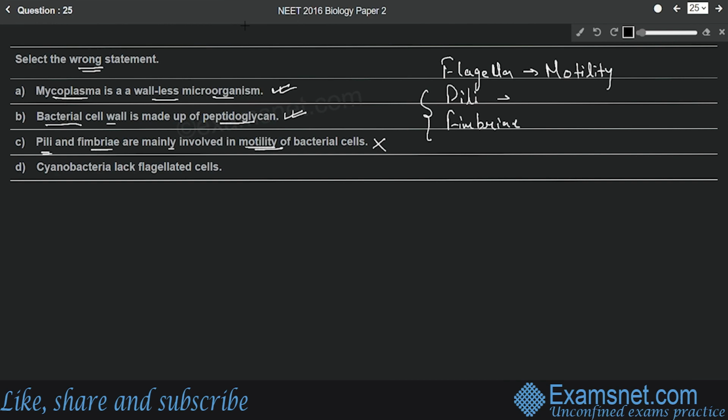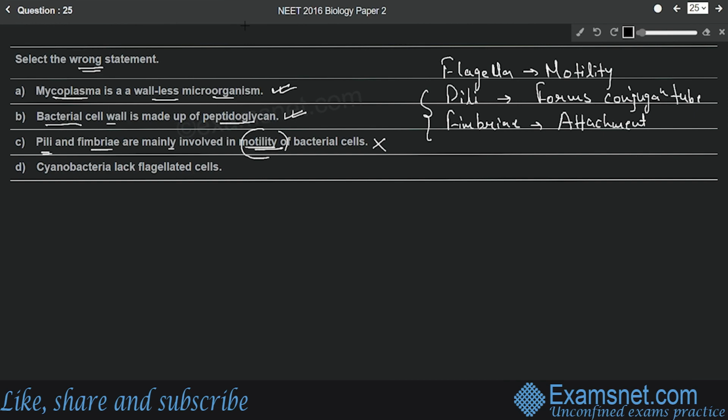What is the role of pili? It helps in conjugation. Okay, it forms a conjugation tube during the process of conjugation. Whereas if we talk about the fimbriae, it provides attachment. It helps in attachment of the bacterial cell to the substratum or the host cell. Okay, so this statement is incorrect because pili and fimbriae don't play a role in motility of the bacterial cell. Instead, flagella play a role in motility.